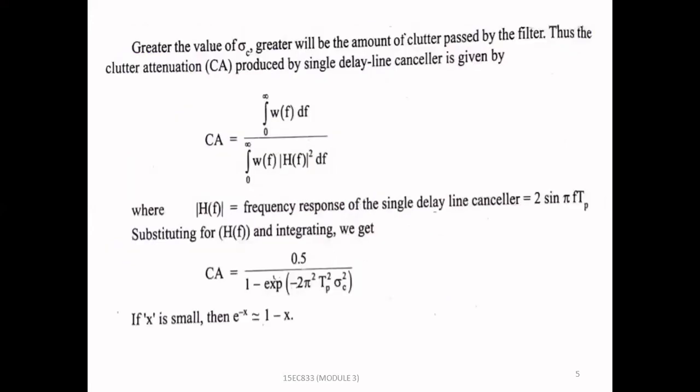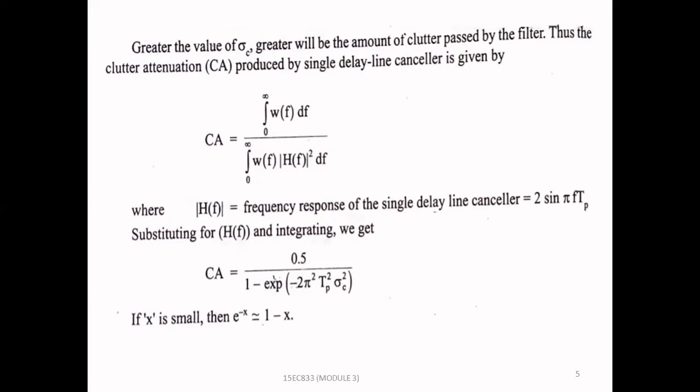Greater the value of sigma c, greater will be the amount of clutter passed by the filter. Thus, the clutter attenuation produced by the single delay line canceller is given by clutter attenuation equal to integral 0 to infinity W of f df divided by integral 0 to infinity W of f into magnitude of H of f the square df, where magnitude of H of f is the frequency response of the single delay line canceller equal to 2 sine pi f Tp.